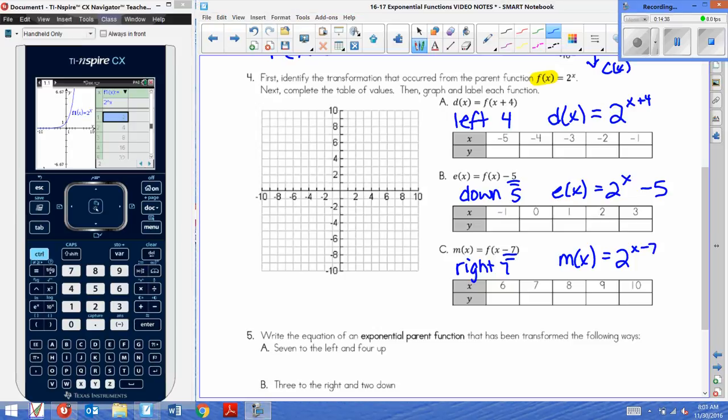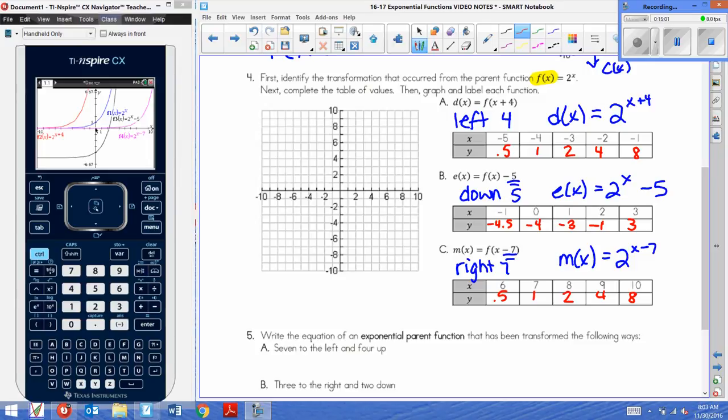Okay, I would like for you right now to pause the video and complete the table of values for these 3 functions. You can go ahead and use your technology. Hopefully you're using your Nspire. If not, I believe that you can get some of the points from the Desmos calculator. And if all else fails, you can just substitute and simplify.